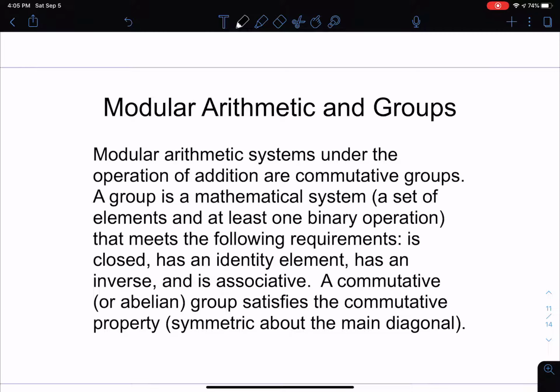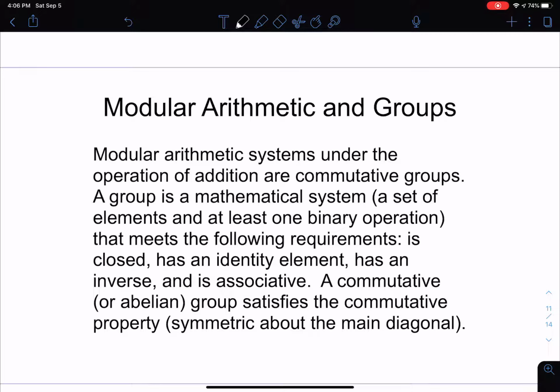But anyways, a group is a mathematical system. So it has a set of elements and at least one binary operation, so an operation where you can do it between two things. In this case, we're going to be dealing with addition. And it has to meet the following requirements. It has to be closed. It has to have an identity element. It has to have an inverse. It has to be associative. And we're going to deal with a commutative group. They also call that abelian, named for Abel, a mathematician. And that satisfies the commutative property also.